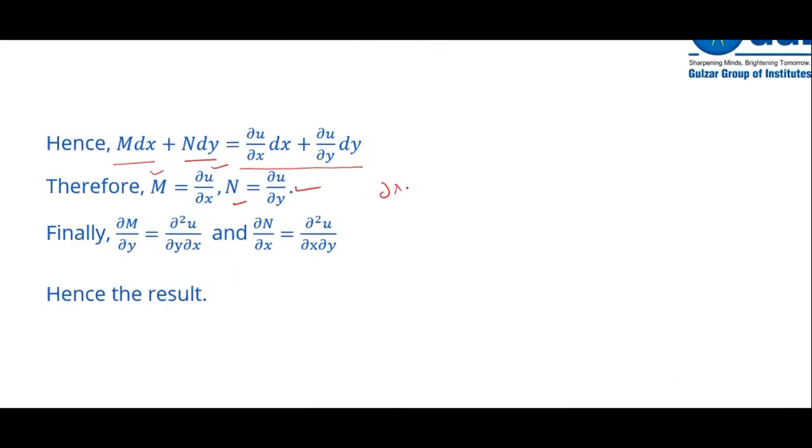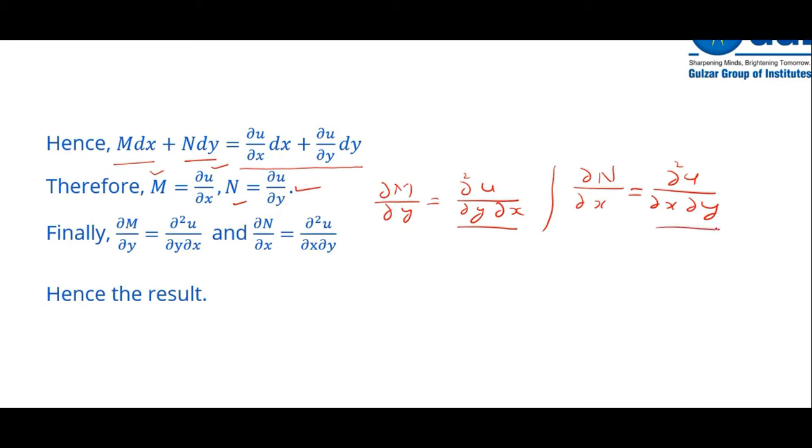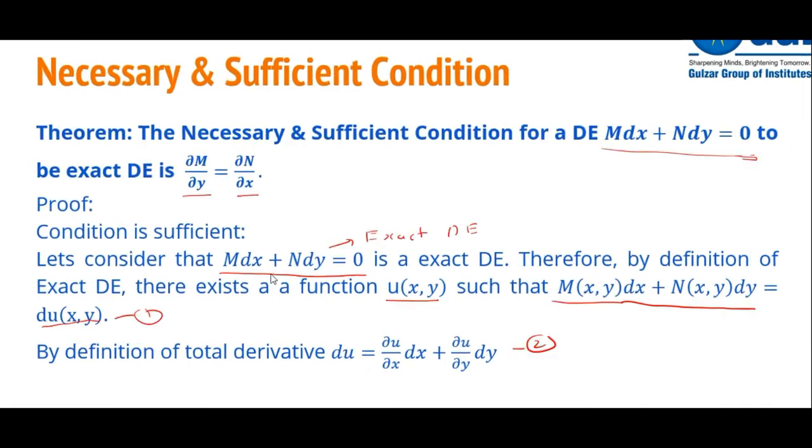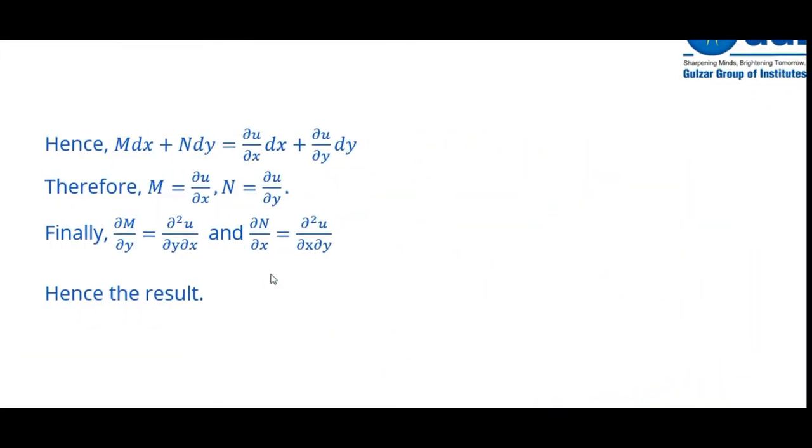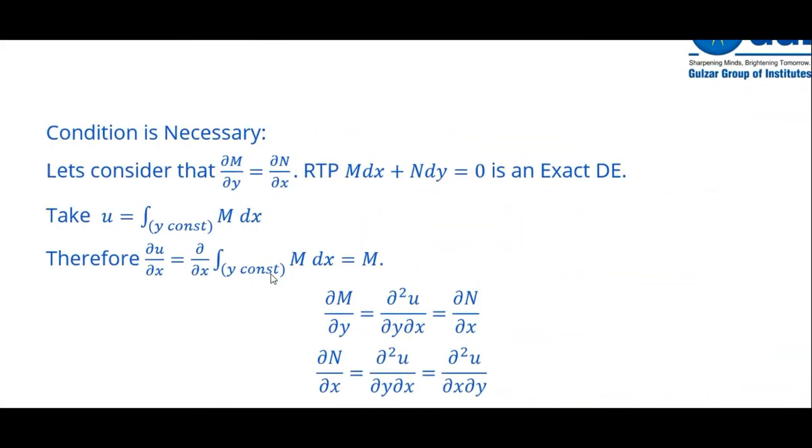So let's find the value of ∂M/∂y. If we find it, we will get ∂²u/∂y∂x. And if we find ∂N/∂x, it will be ∂²u/∂x∂y. We know that in the case of partial derivatives, the order of derivative does not matter. So these two terms are the same. It means ∂M/∂y is equal to ∂N/∂x, and we proved the sufficient part.